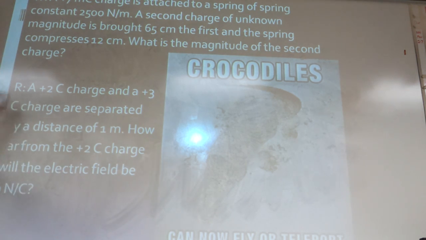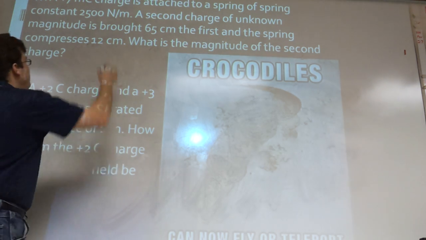Okay, anyway, part two. A plus 2 coulomb charge and a plus 3 coulomb charge are separated by a distance of 1 meter. How far from the plus 2 coulomb charge will the electric field be 0? By the way, this one is very, very similar to one on your homework. So, helping you out a little bit here.